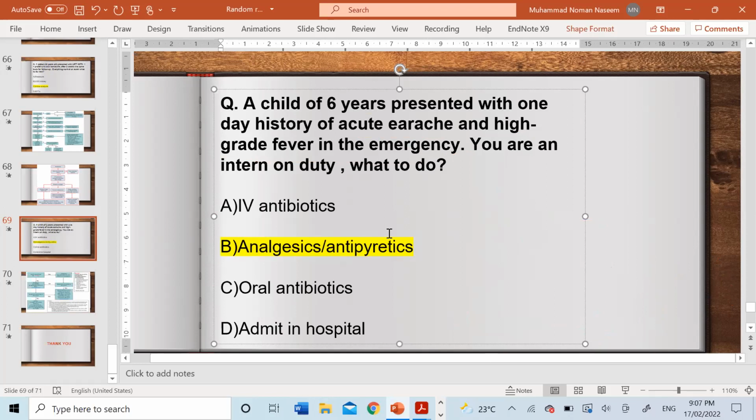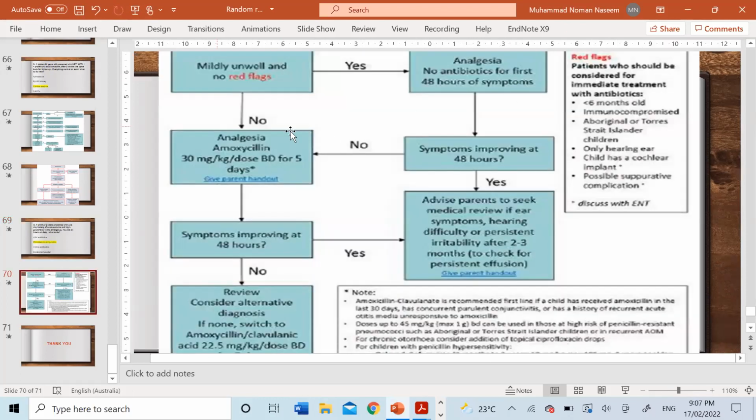But there are some patients in which we start the antibiotics and analgesics together and right away. Who are those? Let's look over here. If the patient is mildly unwell and there are no red flags, this is from the RCH guideline. I have taken this picture. Just write acute otitis media or painful ear and RCH in front of it in the Google bar, and you will find this in the images as well. If the patient is mildly unwell and there are no red flags, you just give analgesics and no antibiotic for the first 48 hours of the symptom.